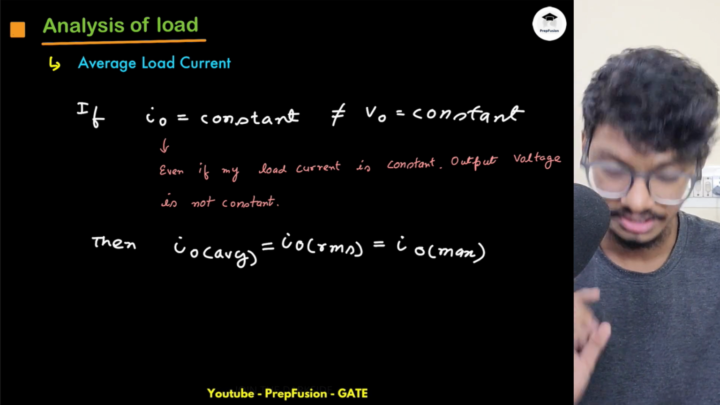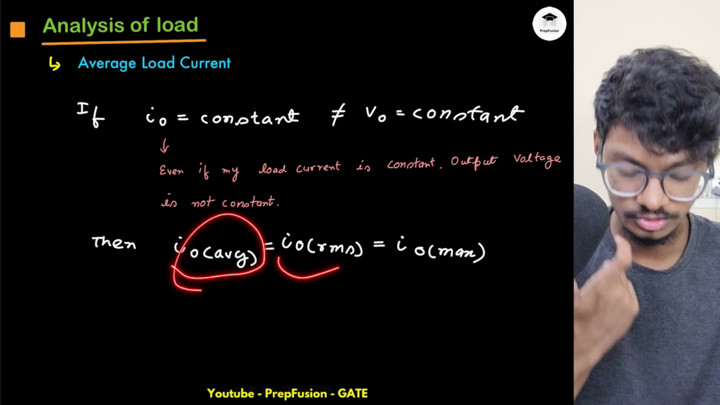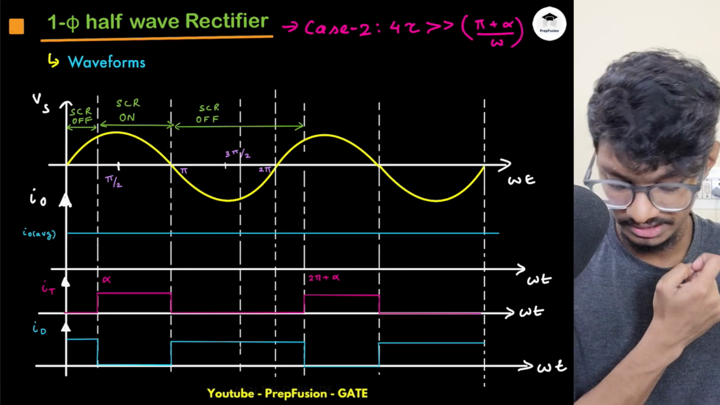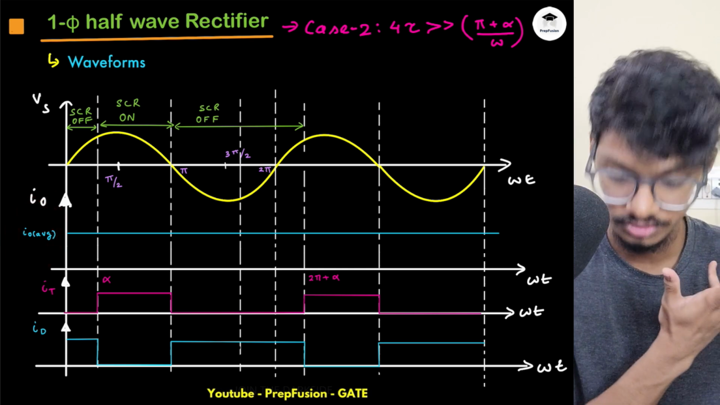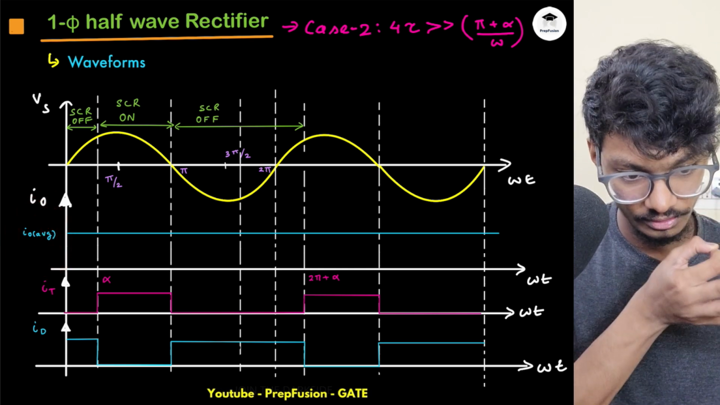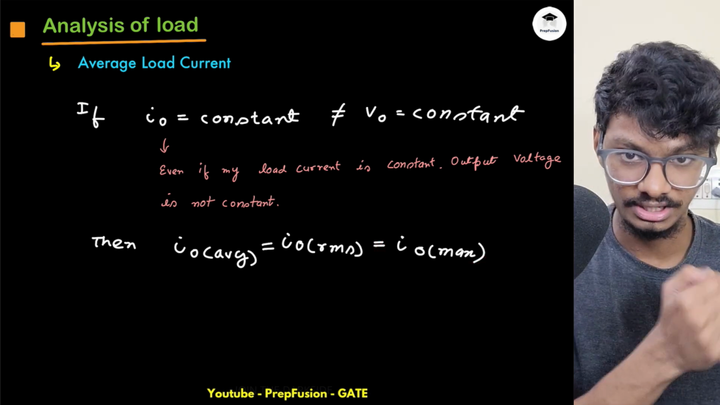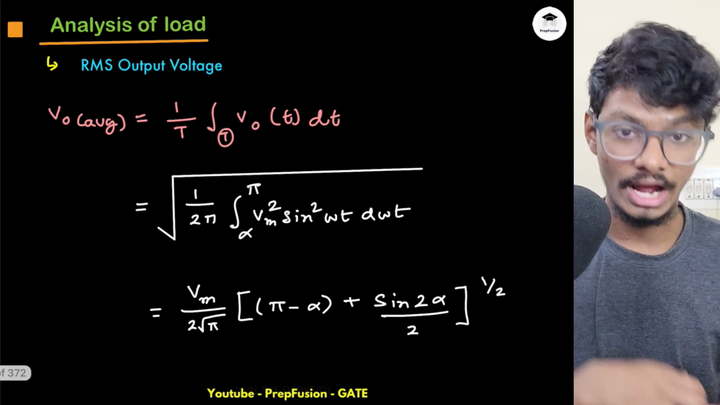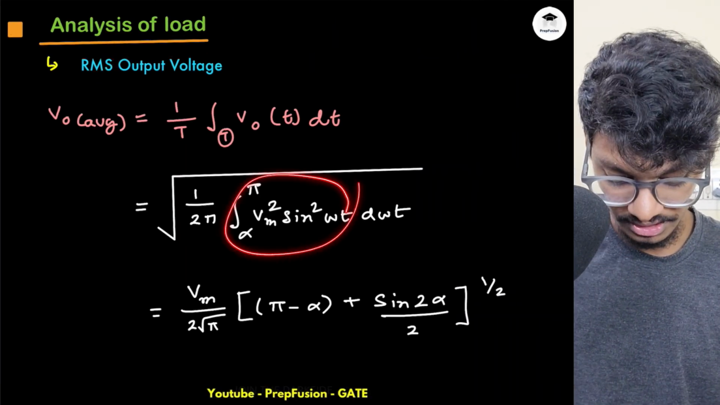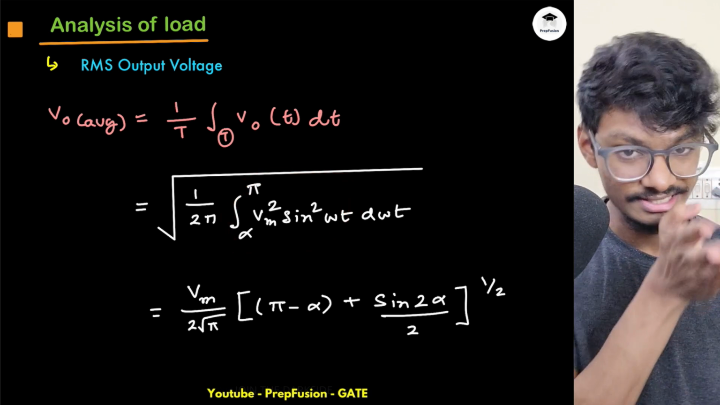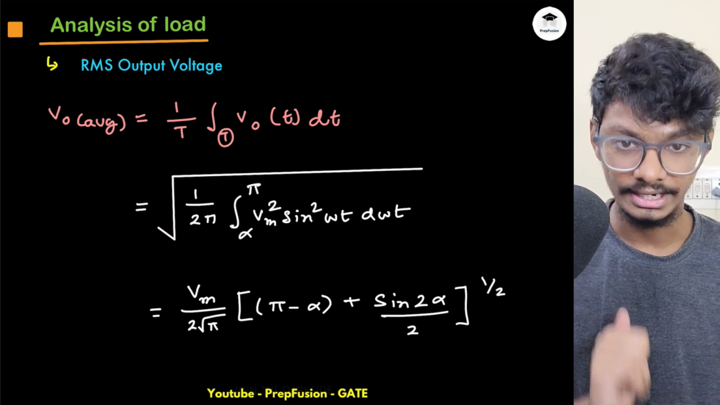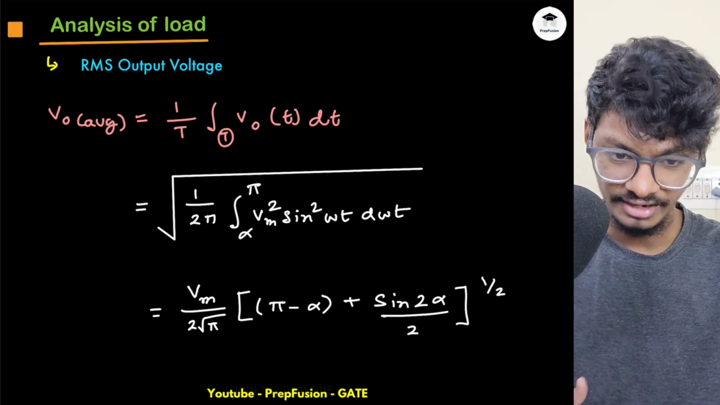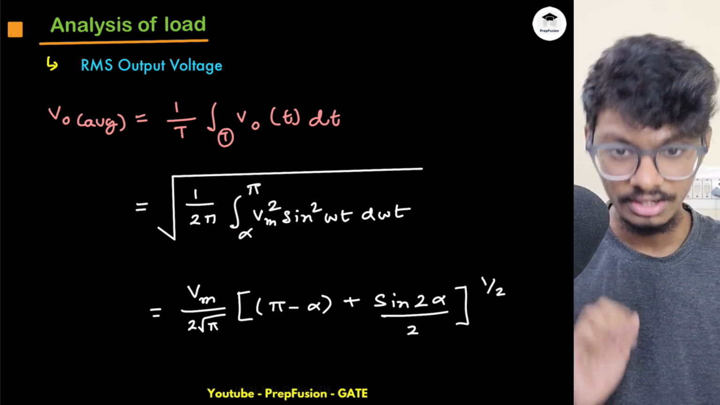And if my load current is constant, then I can say that load average current equals RMS current equals maximum current, because if load current is constant, it is just a simple DC value. Obviously the RMS value is IO average only, the average value is IO average only, and the overall maximum current will also equal IO average, because it is never changing. Now RMS output voltage. We can derive it here because it is easier. It is simply the supply voltage in the conducting interval, otherwise it is 0. So we can integrate it, and in the notes I will write down the derivation so you can derive it. We have derived it previously also.